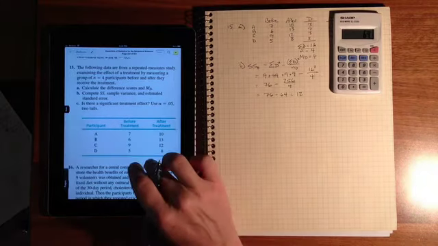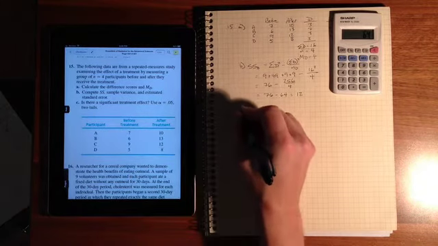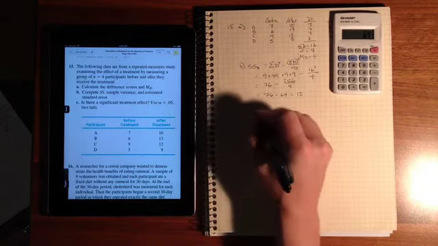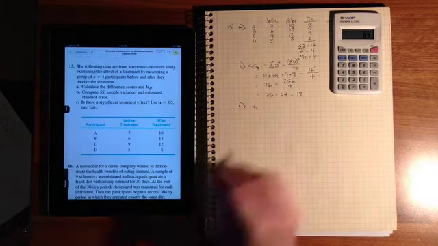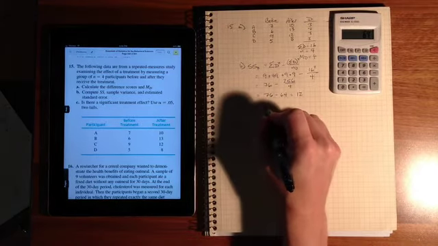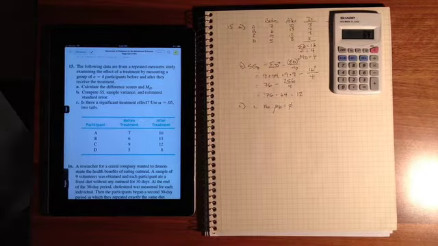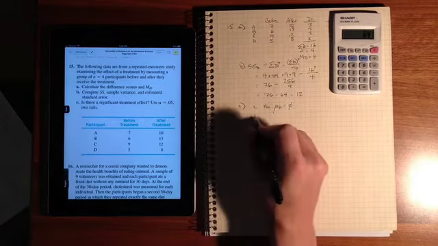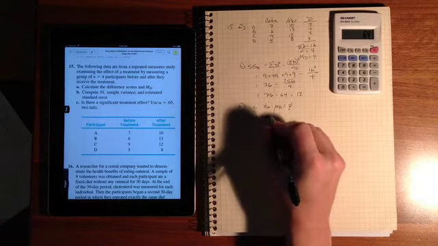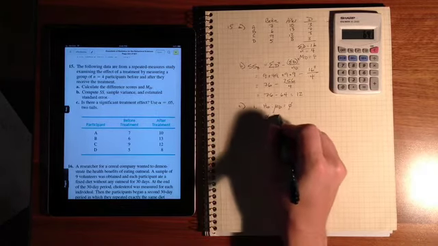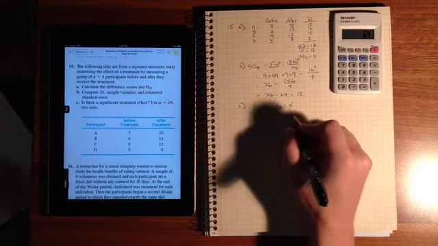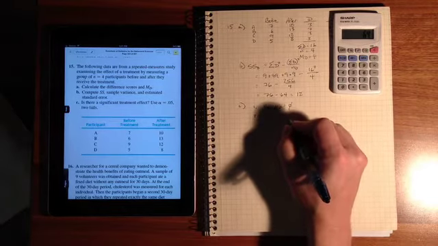Final question. Is there a significant treatment effect? Well, to answer that, we need to do 4 parts, so I'm just going to number them here. 1, state the null hypothesis. The null here is that the population mean difference score is 0. Right? Step 2 is to determine alpha. It says use an alpha of 0.05 and 2 tails.